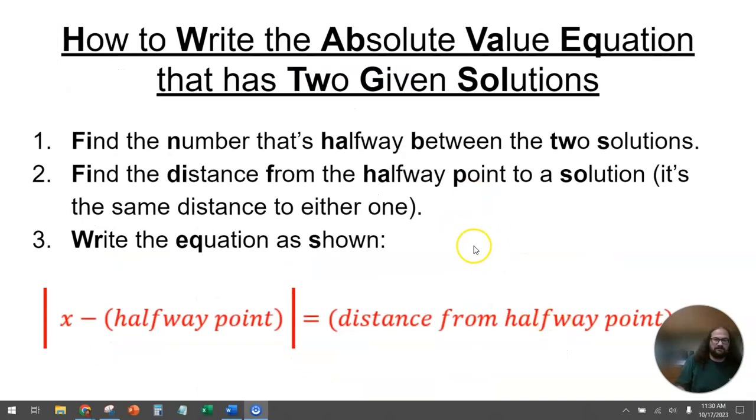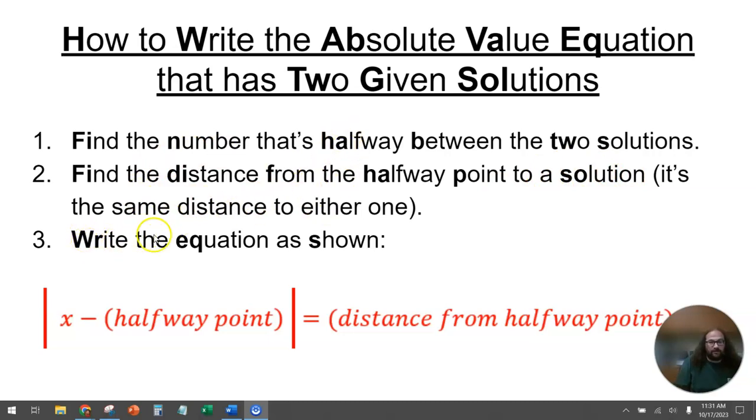Now we are going to look at problems where they give us two solutions and we are supposed to write the absolute value equation that has those two solutions. So the first thing that we're going to do is find the number that's halfway between the two solutions. And you can do that by adding them together and dividing by 2. Then we're going to find the distance from the halfway point to one of the solutions. It'll be the same in either direction.